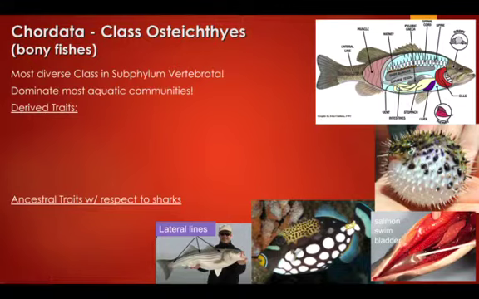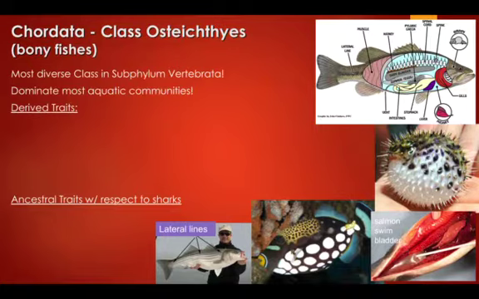This is the most diverse class in the subphylum Vertebrata. They dominate most aquatic communities, including freshwater and marine ecosystems. You can find them in ponds, lakes, creeks, rivers, oceans, seas. There are fishes absolutely everywhere.